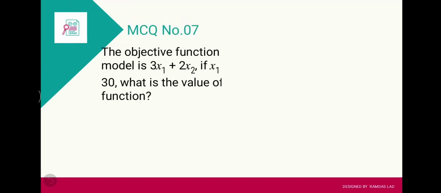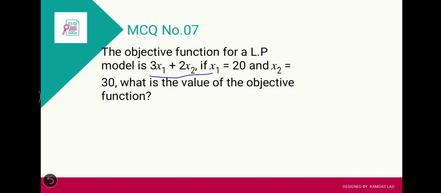Now question number 7. The objective function for an LPP is 3x1 + 2x2. If x1 is equal to 20 and x2 is equal to 30, what is the value of the objective function? So here you have to calculate the value of the objective function when the values of x1 and x2 are given. So you have to put these values in the objective function.